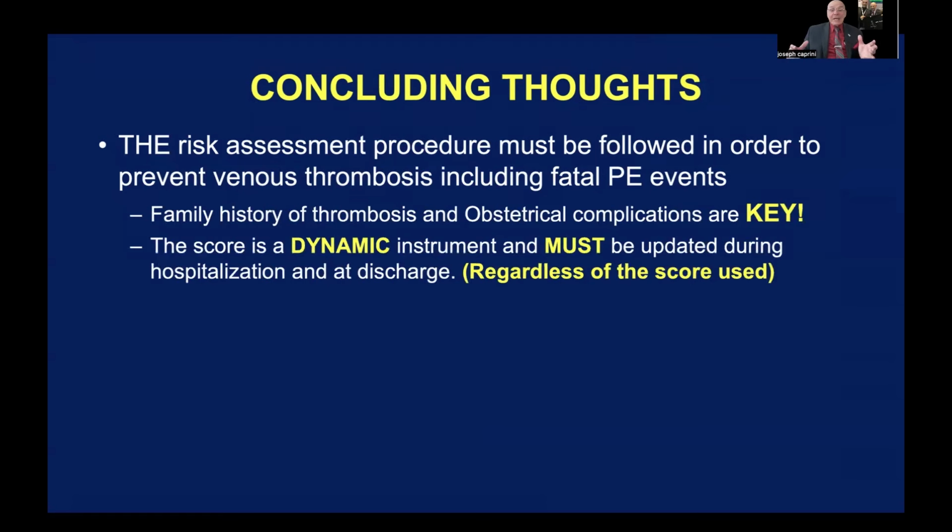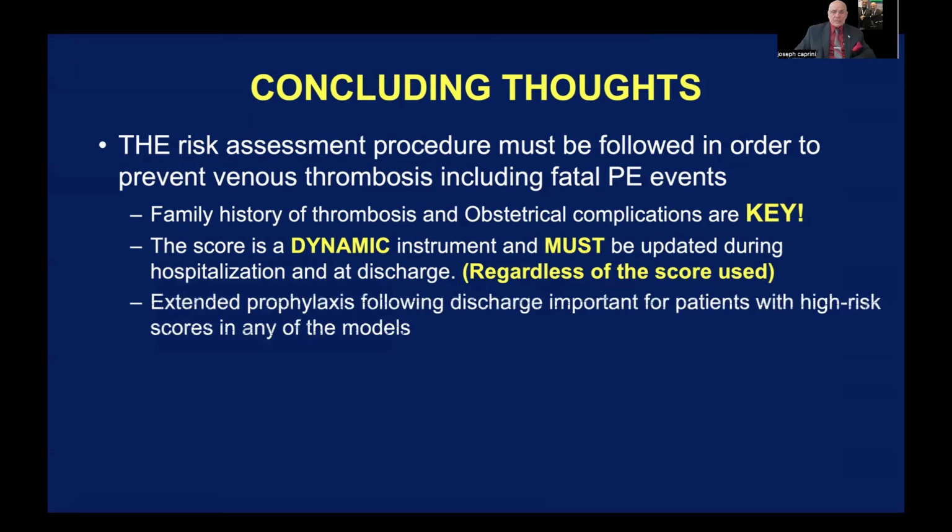Remember, the score is a dynamic instrument, and it must be updated during hospitalization, regardless of which score you use. Patients develop problems after they're admitted. They have to have recurrent surgery. They develop infections. They need central lines. They come up with cancer that wasn't suspected. You've got to update your scores, and then at discharge, do a final score and see if they qualify for post-discharge prophylaxis. Extended prophylaxis following discharge is very important for patients with high-risk scores in any of the models.